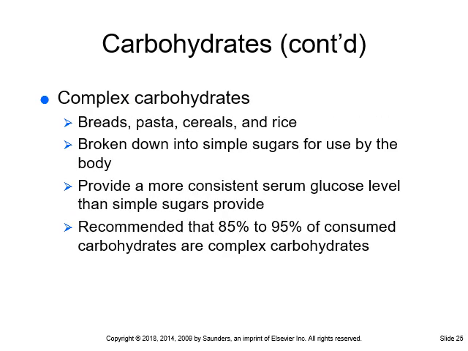Complex carbohydrates include breads, pastas, cereals, and rice. Also potatoes. They are broken down into simple sugars for digestion, absorption, and are used by the body. Starches provide a more consistent blood glucose level than simple sugars. Experts recommend that 85 to 95% of carbohydrates consumed should be complex and very little should be simple sugars.